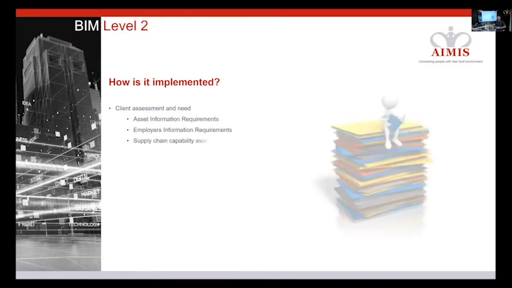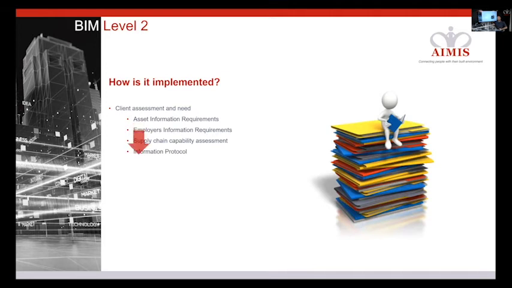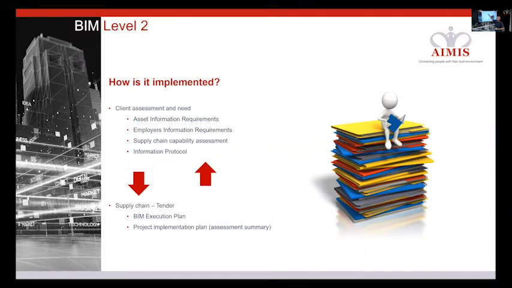So the client would need to start a project by issuing what asset information they require and how they want that information delivered through the employer's information requirements, assess their supply chain, and implement the BIM protocol, and that should be part of the tendering process going out to their supply chain. The supply chain would then respond to that tender with a pre-contract BIM execution plan explaining how they're going to deliver those information requirements, and a project implementation plan, which essentially is an assessment summary of their supply chain, demonstrating how their suppliers are going to actually deliver the information that is required.